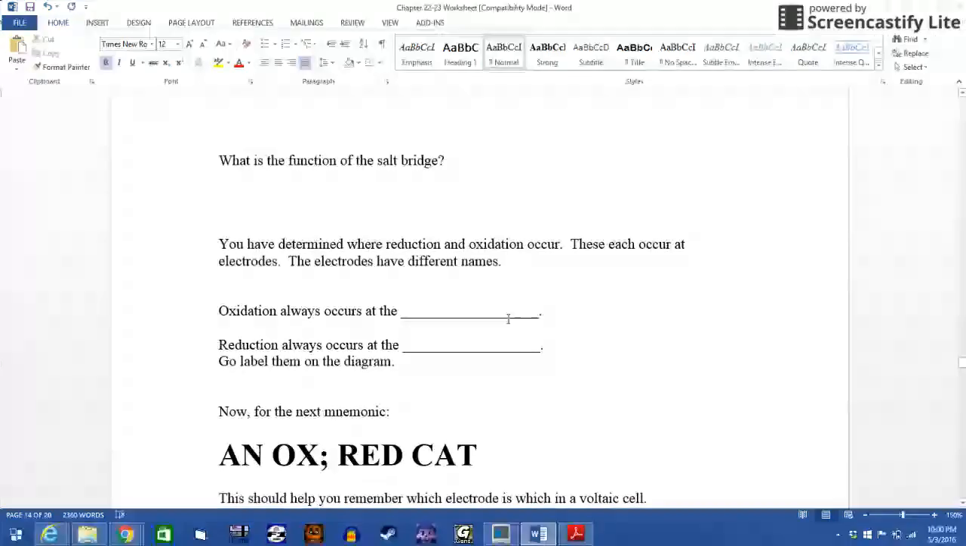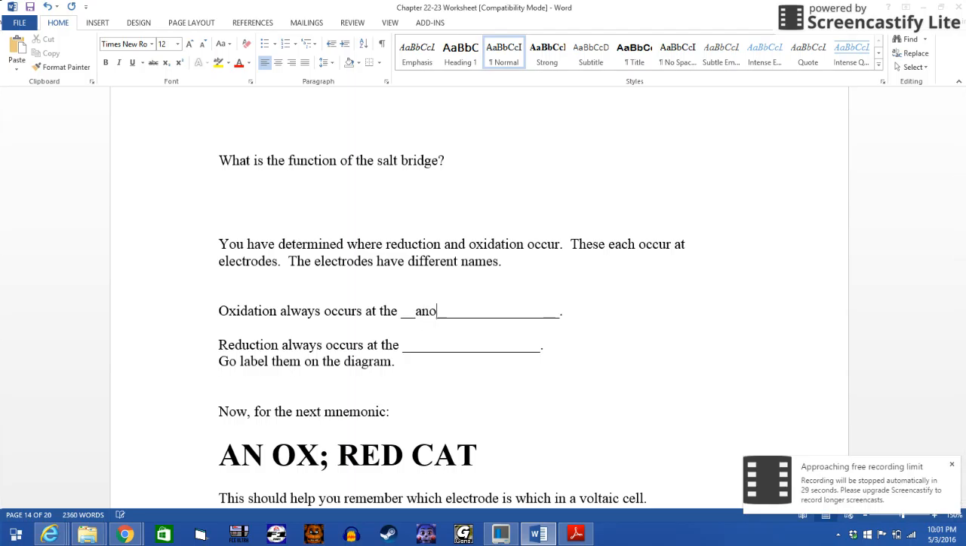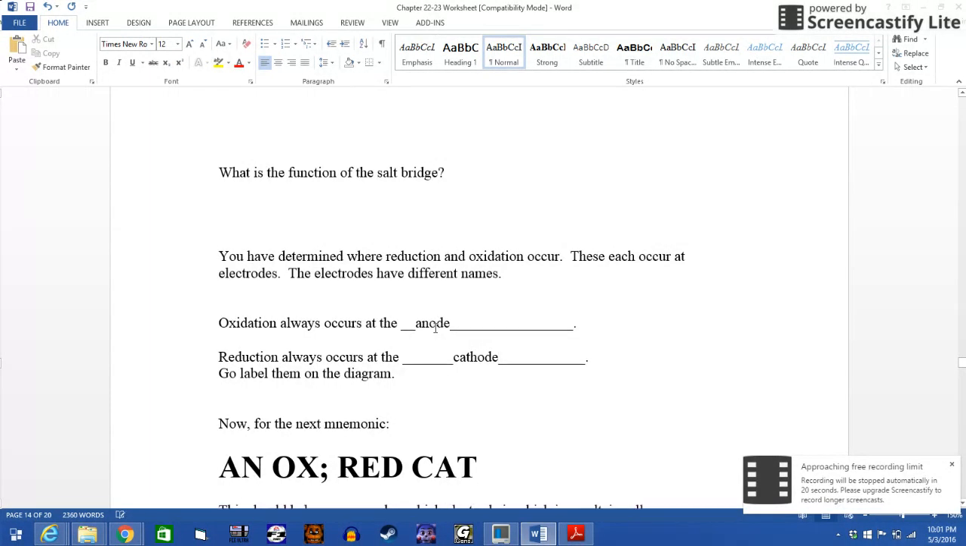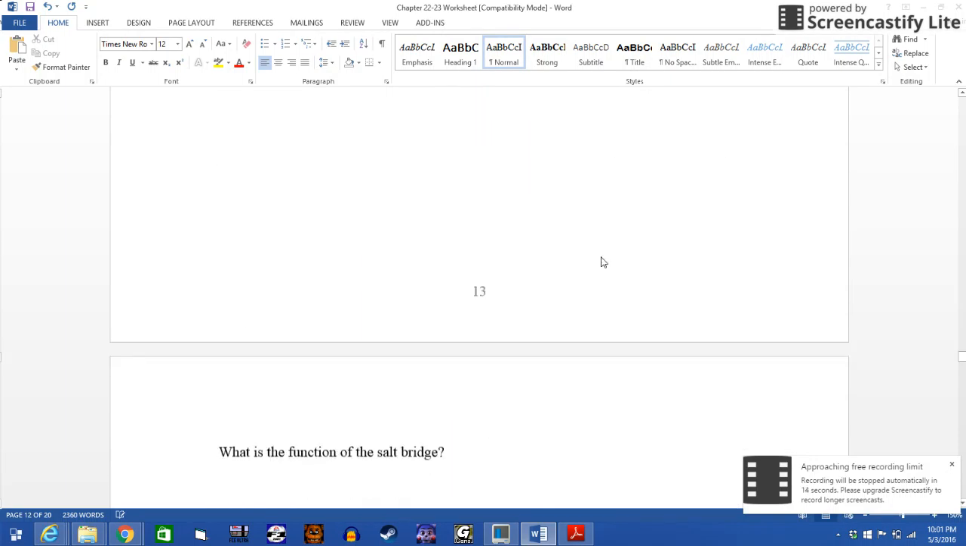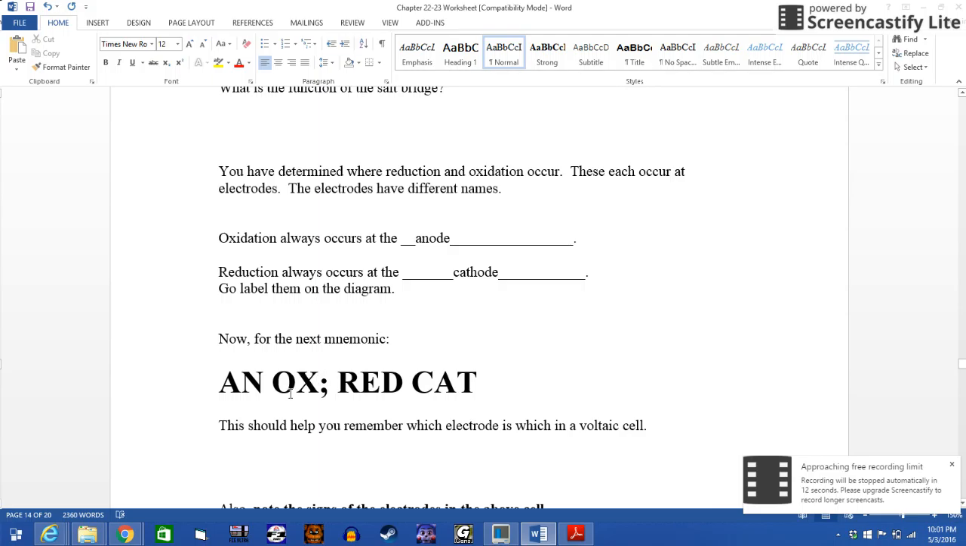All right, you've determined where reduction and oxidation occur. These each occur at electrodes. The electrodes have different names. Oxidation always occurs at an electrode called the anode. Reduction always occurs at a cathode. Label the anode and the cathode. The anode and the cathode are the strips of metal. Label them. Next mnemonic: An Ox, Red Cat. Anode oxidation, reduction at the cathode.